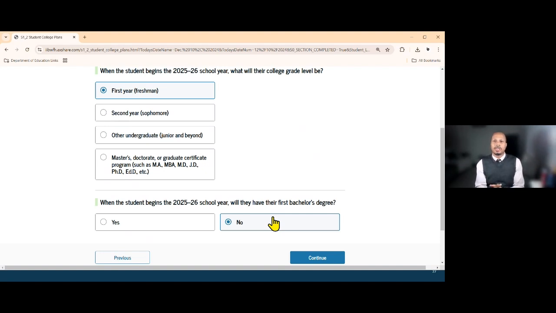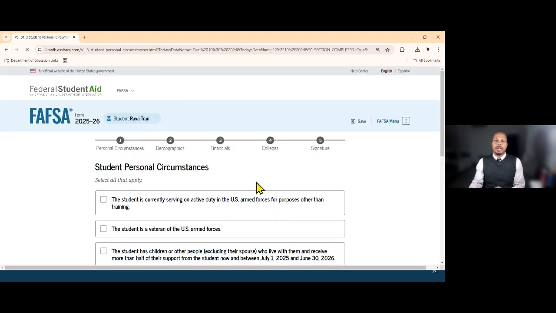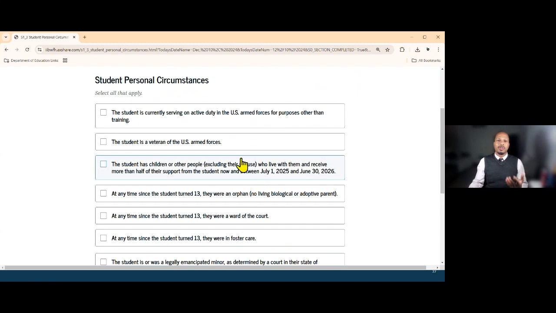She's just graduating from high school with no additional college credits. And even if she wouldn't have had her bachelor's degree within that first year, in this case we're going to answer accordingly. Next, we're going to be presented with information about their living situation.